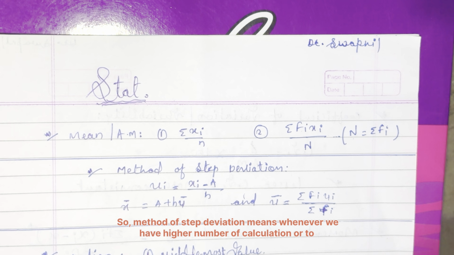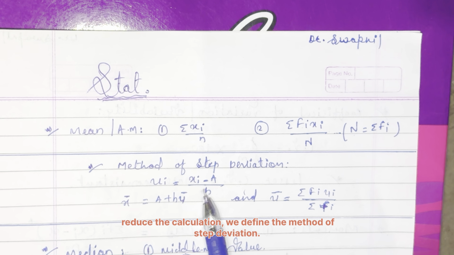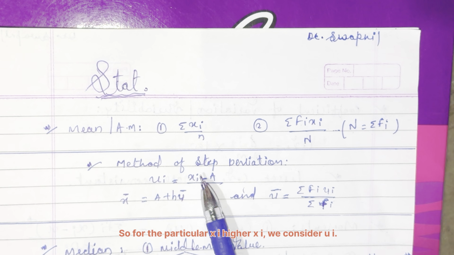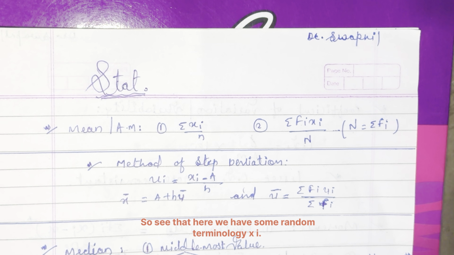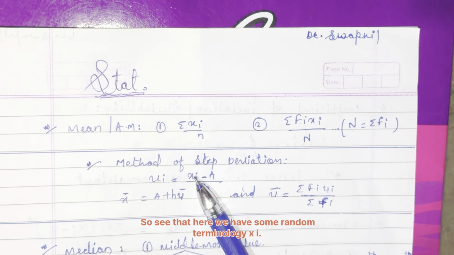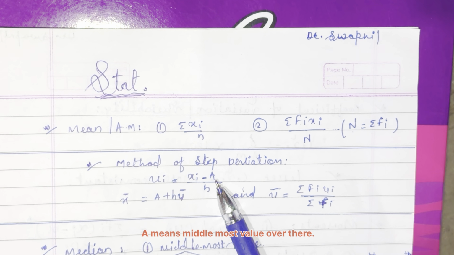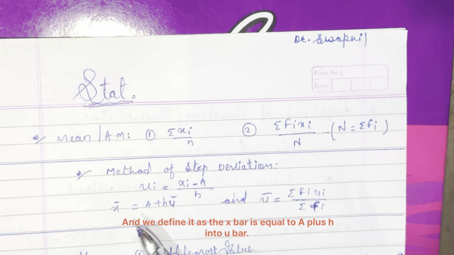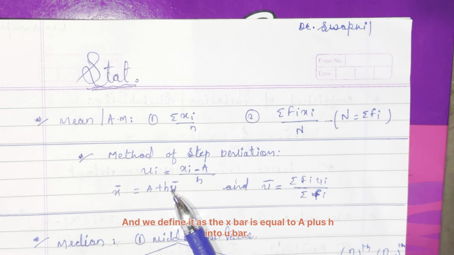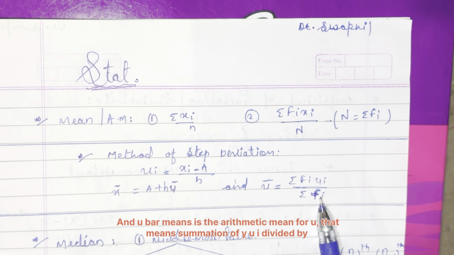Later on we learned the method of step deviation. Step deviation means, whenever we have a higher number of calculations, to reduce the calculation, we define the method of step deviation. For the particular xi, we consider ui. Here xi means the table given in our data set, a means the middlemost value there, and h is the step size, meaning the length of the interval. We define x bar equal to a plus h into u bar, where u bar is the arithmetic mean for u, that means summation of ui divided by summation of fi.